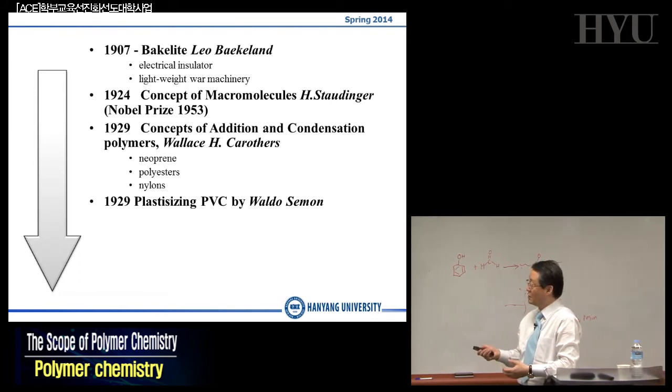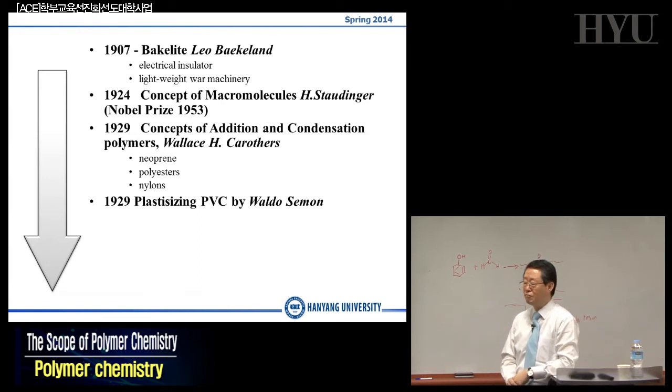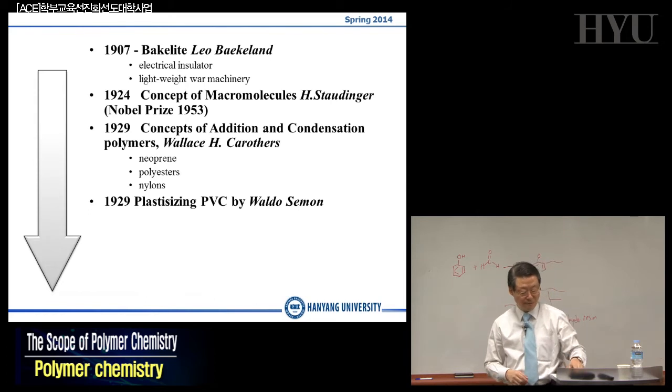So plasticized PVC could be fabricated to become wallpapers right now, and flooring, floor mats could be processable because of the plasticized PVC.